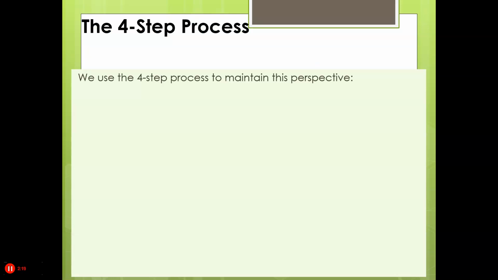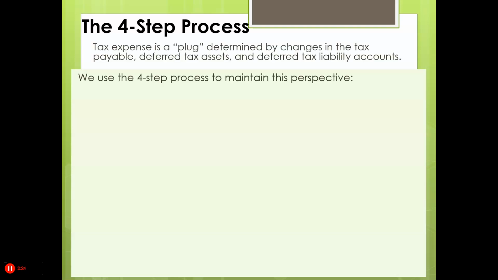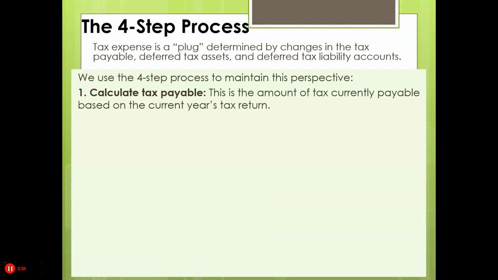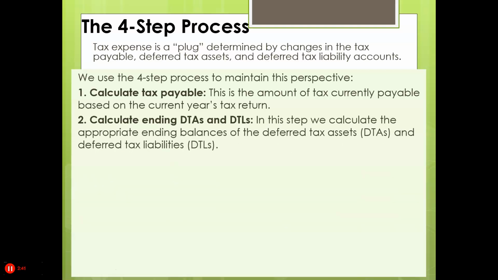Now, we use a four-step process to maintain this perspective, i.e., how do you do your journal entries? So, remember in this example, tax expense is a plug. Okay, you first calculate tax payable. This is the amount of tax currently payable based on the current year's taxable income. Then calculate ending deferred tax assets or deferred tax liabilities. In this step, we calculate the appropriate ending balances of the deferred tax asset or deferred tax liability.